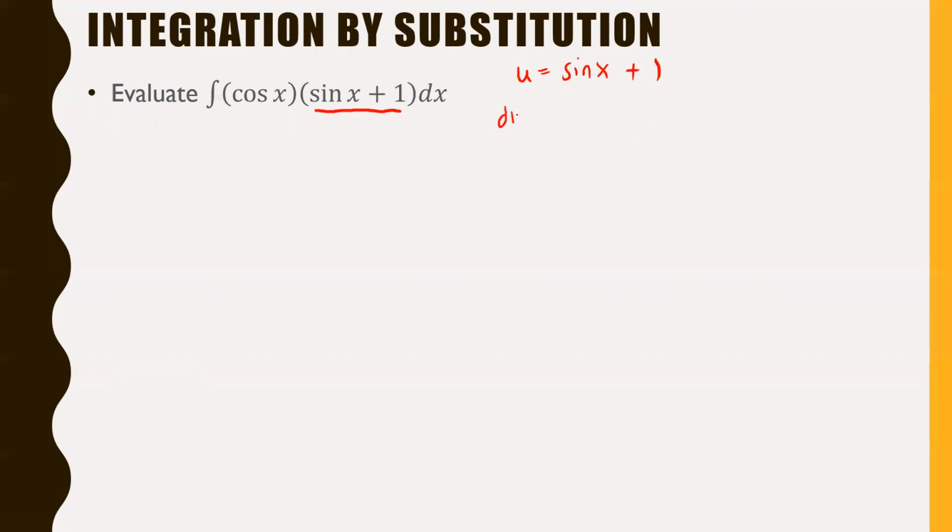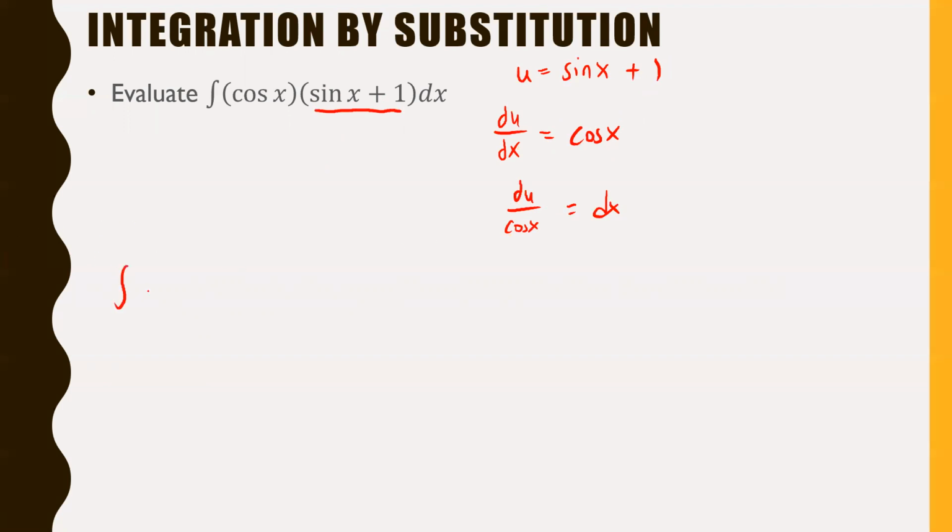And if that's our u, then our du dx, in other words, our derivative of u, is just going to be cosine x, and that's it, because the derivative of 1 is just nothing, right? Anyway, now let's solve for dx. So we'll multiply by dx over and divide by cos x. This gives us du over cos x equals dx. Now we have enough to start our integration by substitution.